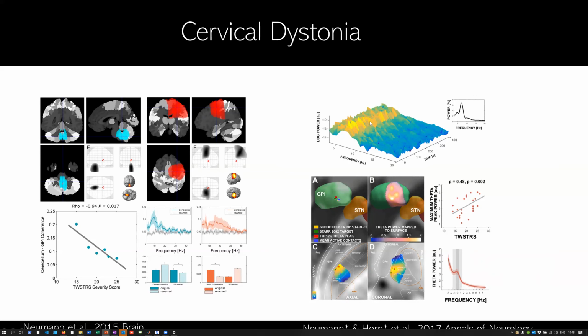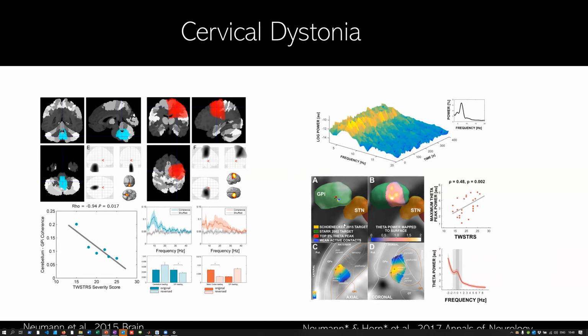And on the right side, this is a similar study as presented for Parkinson's disease before, but this time for dystonia patients. And we could show that not beta activity, but low frequency theta oscillations predict the symptom severity or are associated with stronger symptom severity in these patients.